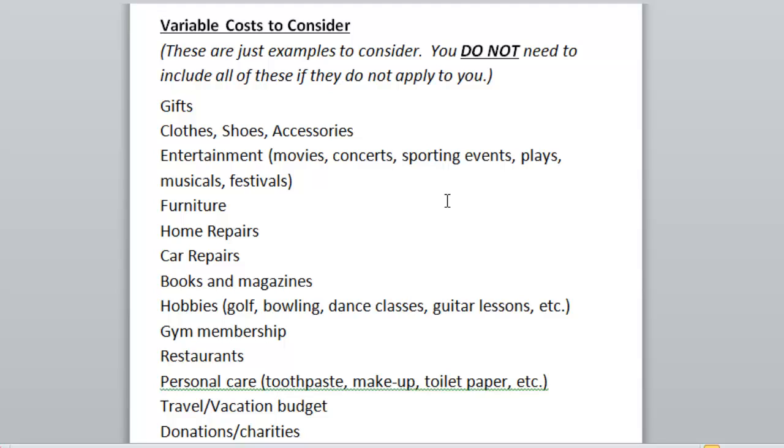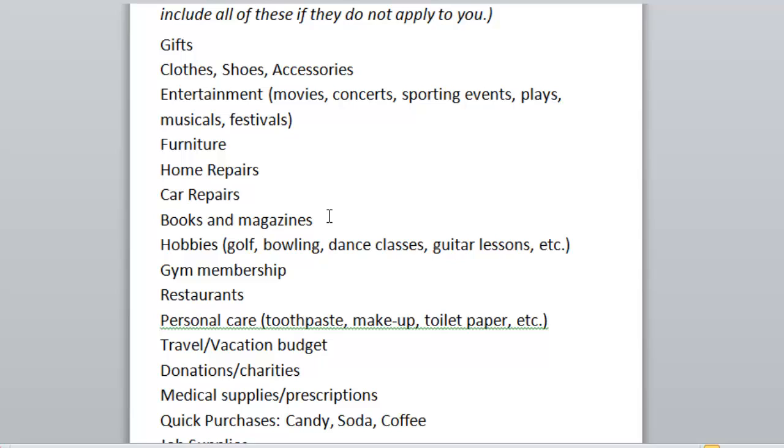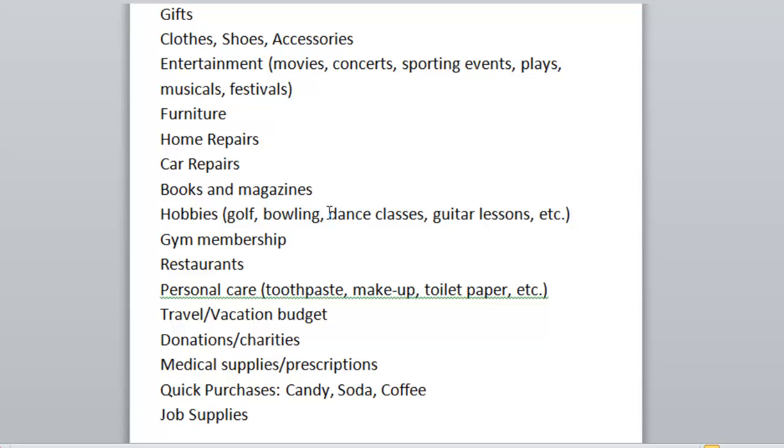I don't go to a baseball game every month of the year. In December when baseball is not playing, I'm not doing that, but in the summer I go to some games. So what are some ways that I could account for entertainment that I might be spending in a given month? Furniture, are you going to be buying anything for your apartment, condo, or whatever type of house you have? Home repairs, car repairs, books and magazines.